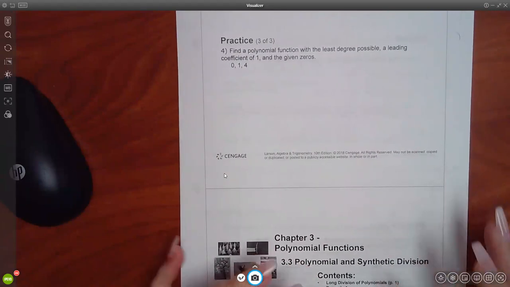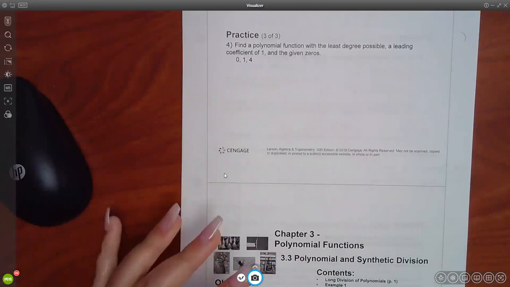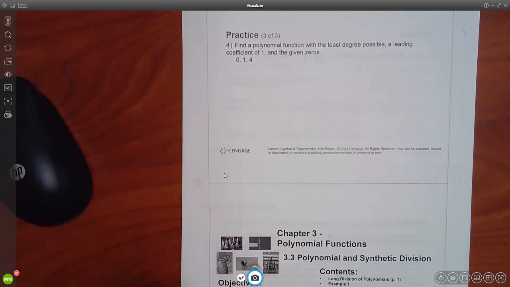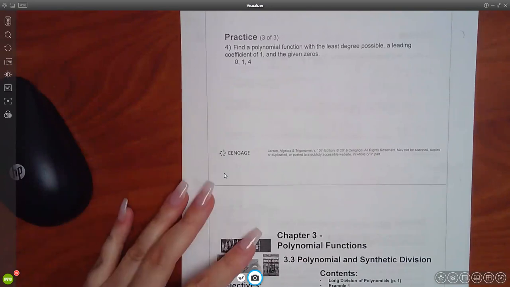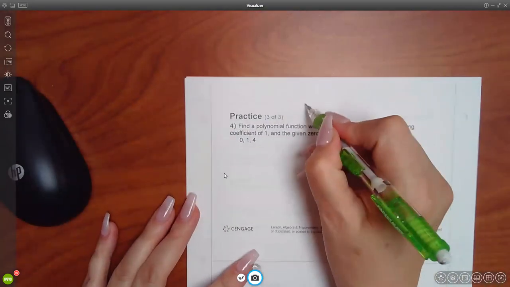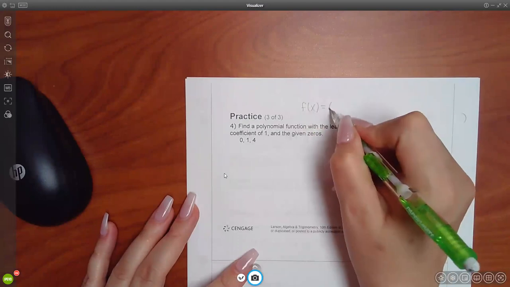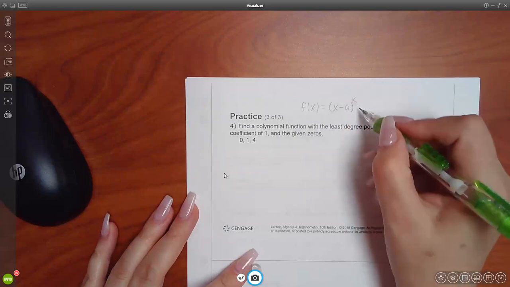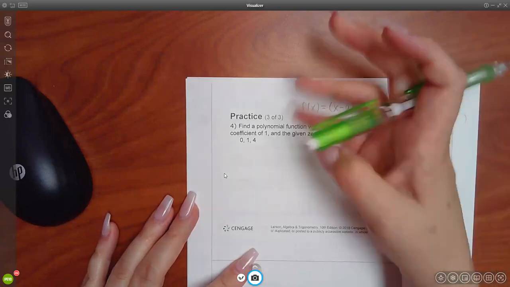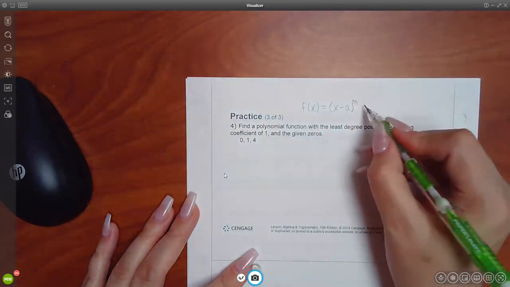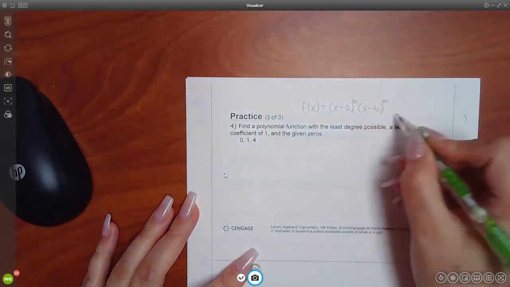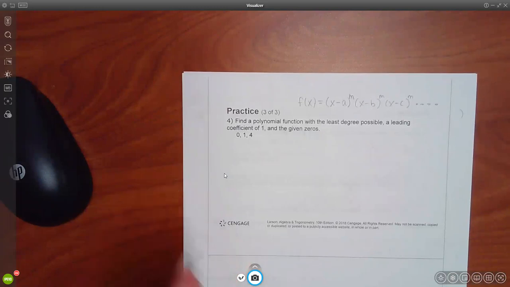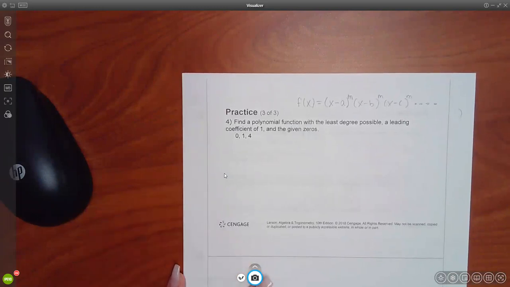So this one's a little bit backwards. This one says find a polynomial with the least degree possible and with coefficient of 1. And the given zeros, okay? I'm going to tell you right now, your polynomial, when it's all factored, is going to be x minus a with some exponent there. I like to use m, not k. I know they used k earlier, but I like m for multiplicity. x minus b and his multiplicity. x minus c and his multiplicity. And it just keeps going, depending on how many x-intercepts I have, okay?